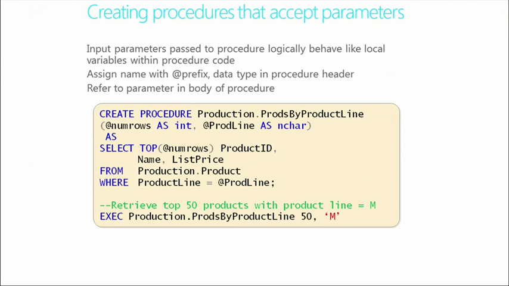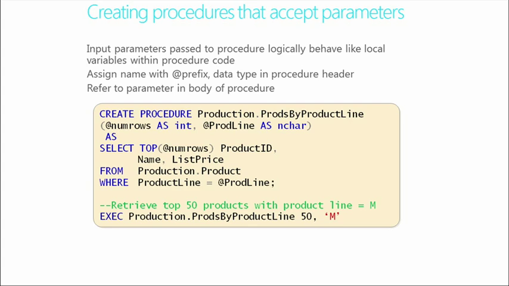And this is a way to create a procedure here. We're creating one called products by product line. We're going to use the @numRows as int, so we're going to create a couple variables. We saw that earlier on, how to do so. We're going to select the top number of rows based on the number of rows that were passed in. And we're going to grab the product ID, name, and list price from the product table, where the product line equals the prod line, which is a variable that we actually passed in as well.